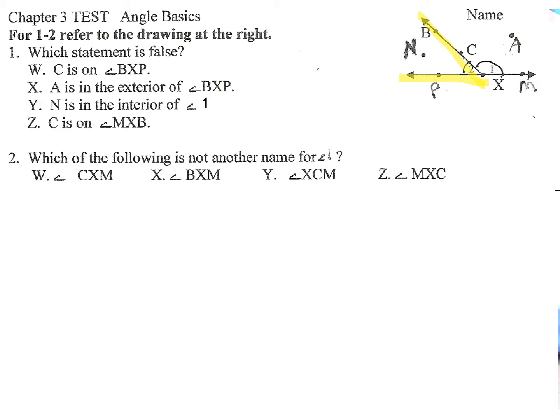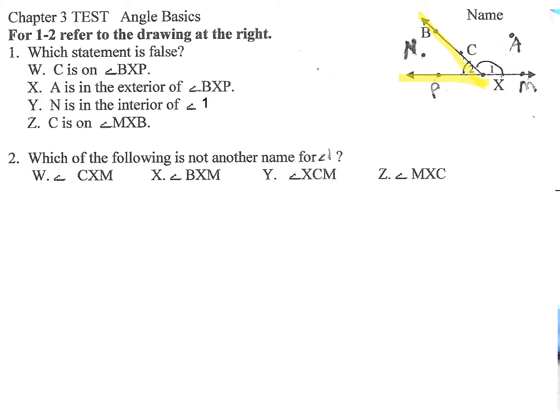All right, then point A is on the exterior of BXP. So that's the same one. Is A on the exterior? Yes, that's outside.